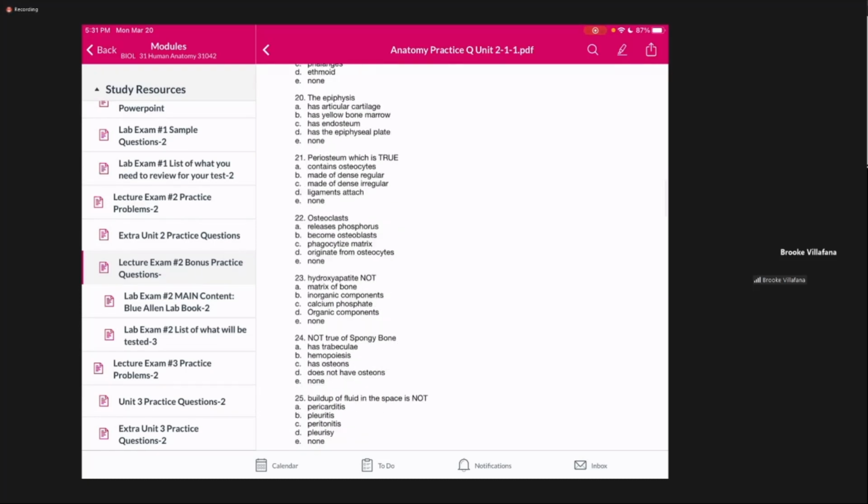All right, question 20, the epiphysis. What is true about the epiphysis? Does it have articular cartilage, yellow bone marrow, endosteum, the epiphyseal plate, or none?